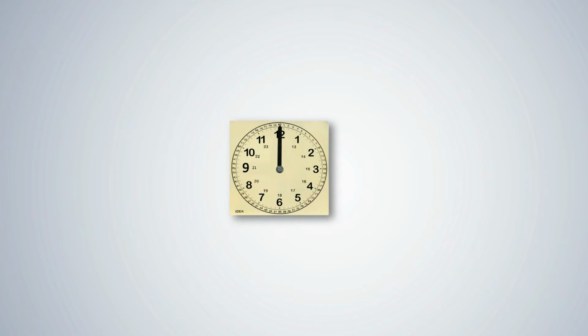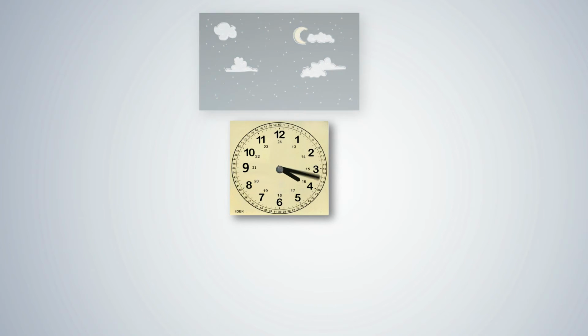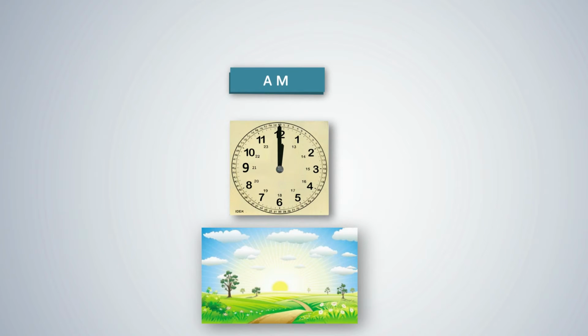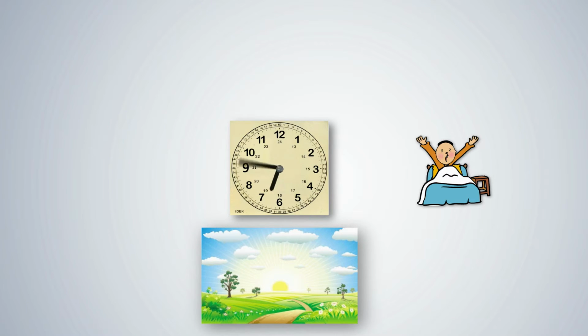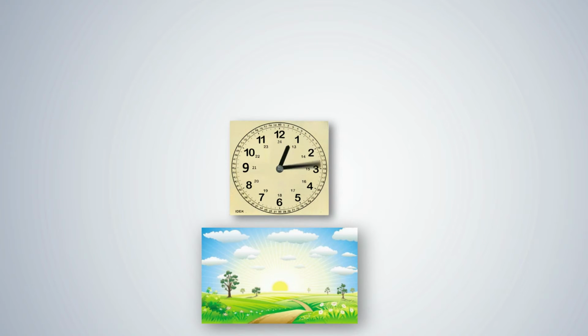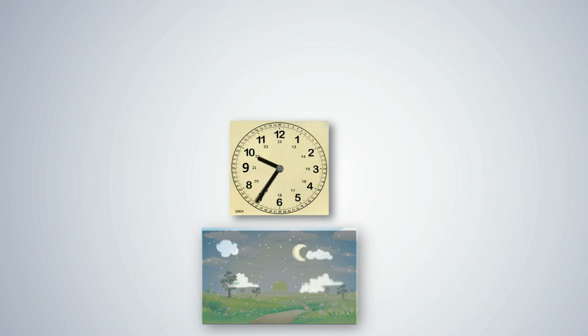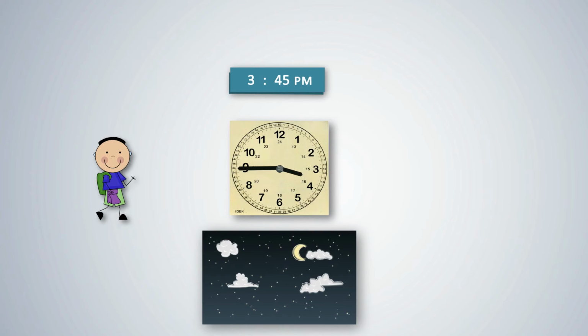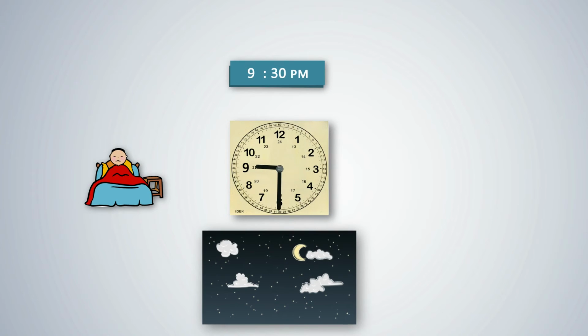A day starts at midnight. The 12 hours from midnight to 12 noon are called antemeridian, represented as AM. For example, the time when Raju wakes up in the morning is written as 7 AM. He goes to school at 9:15 AM, whereas the time from 12 noon to 12 midnight is called postmeridian and written as PM. Thus, the time when Raju returns from school is 3:45 p.m. and when he goes to sleep is 9:30 p.m.